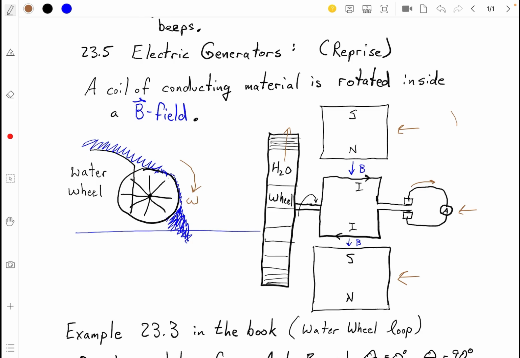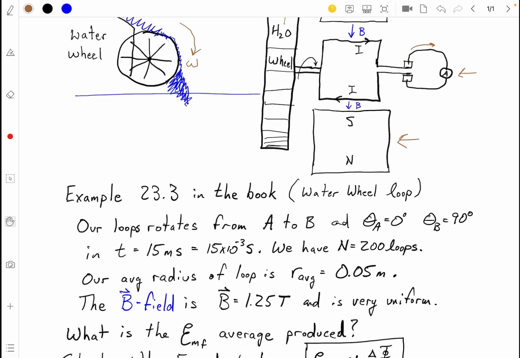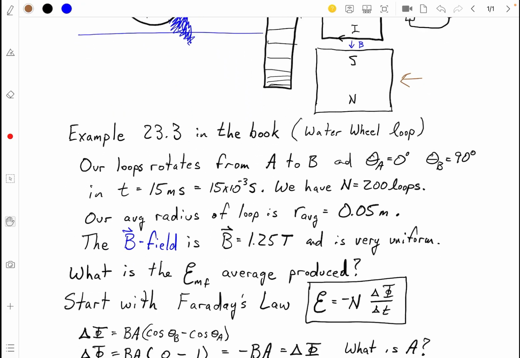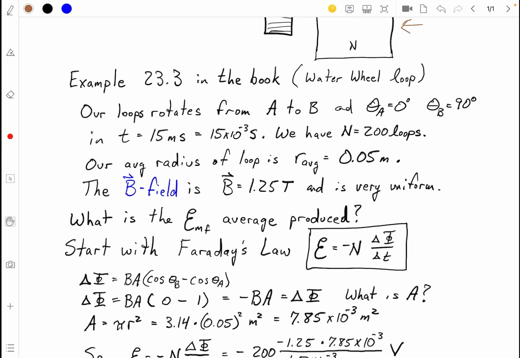So the water wheel is a really cool way to, if you went back in time and you had to create electricity, this might be a way to do it. Find some lodestones somewhere, and you could do it. So, example 23.3 in the book. Good luck going back in time, by the way. I'm telling you, it's this example in the book. So if you really want to go back and go through it, definitely do that.